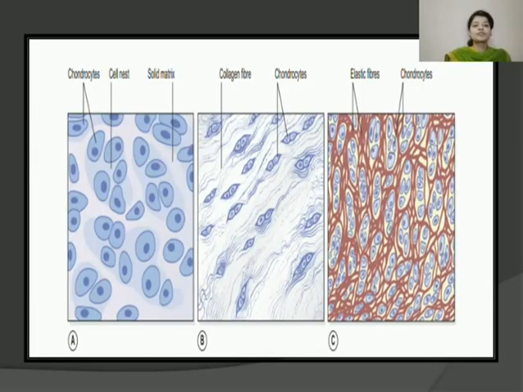This is the structure of the three tissues. First one is the structure of a hyaline cartilage, the second is the structure of a fibrocartilage, and the third is the structure of the elastic fibrocartilage or elastic cartilage, right?